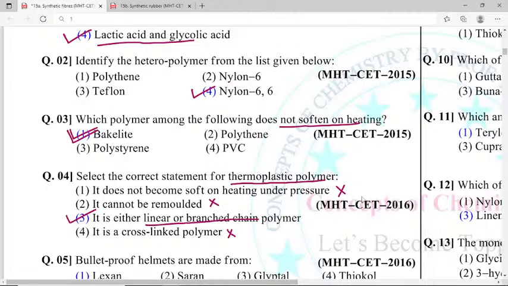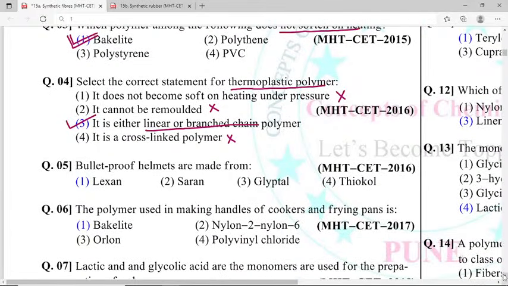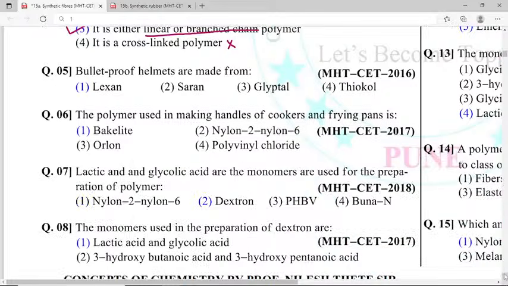Next, bulletproof helmets are made from Lexan. So the example is Lexan. The polymer used for making the handles of cookers and frying pans is Bakelite. Bakelite is a thermosetting polymer.